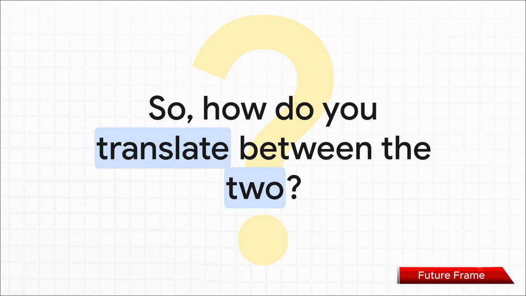That is the million-dollar question, isn't it? The real magic here is learning how to translate between them. And trust me, once you see the pattern, you're going to realize it's way, way simpler than it looks.